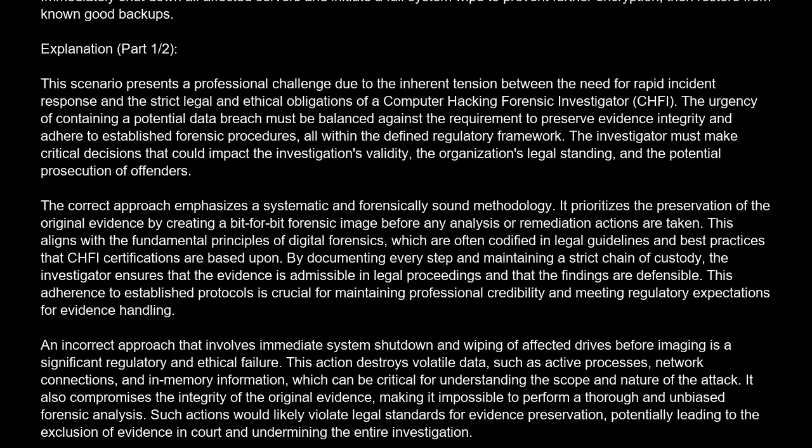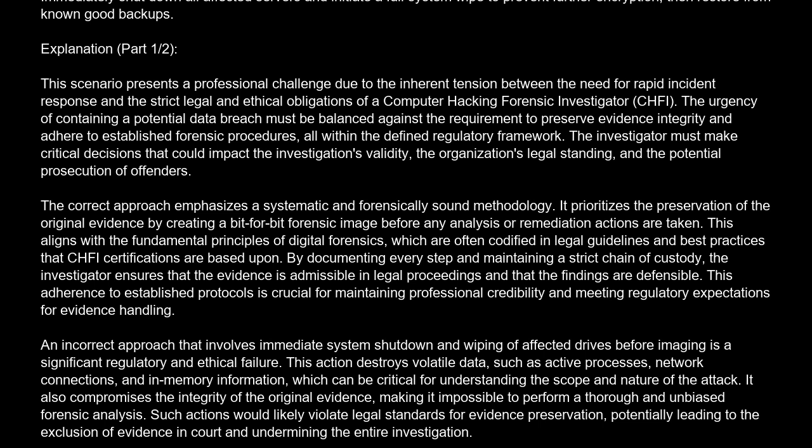The investigator must make critical decisions that could impact the investigation's validity, the organization's legal standing, and the potential prosecution of offenders. The correct approach emphasizes a systematic and forensically sound methodology. It prioritizes the preservation of the original evidence by creating a bit-for-bit forensic image before any analysis or remediation actions are taken. This aligns with the fundamental principles of digital forensics, which are often codified in legal guidelines and best practices that CHFI certifications are based upon.